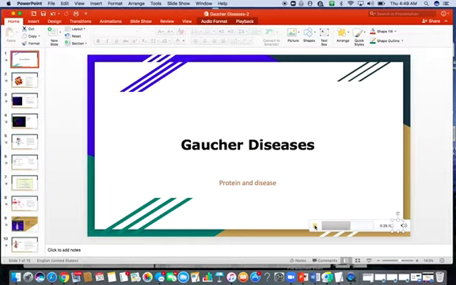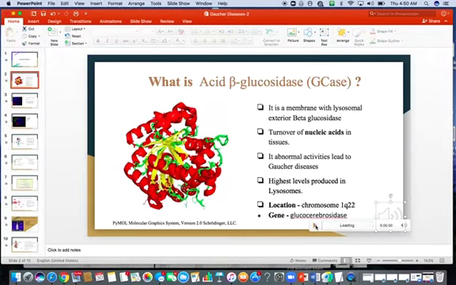It is known to be one of the most common lysosomal storage diseases, and it is an autosomal recessive disorder due to the deficiency of glucocerebrosidase. Glucocerebrosidase is also known as acid beta glucosidase. Acid beta glucosidase is an enzyme whose deficiency leads to the disease called Gaucher disease.